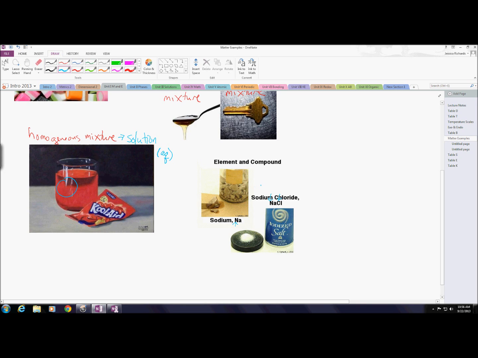Sodium: metal, highly reactive, burns in water. Sodium chloride: white crystals, salt. We put it on lots and lots of our food. We use it to preserve stuff. So make sure you know some examples. Sodium chloride they use a lot. Salt water they use a lot.